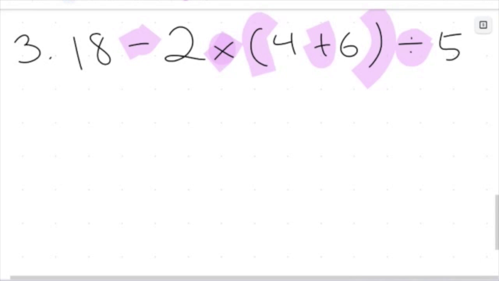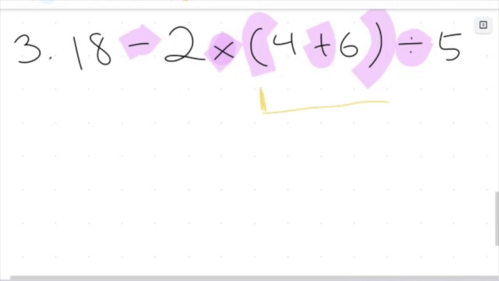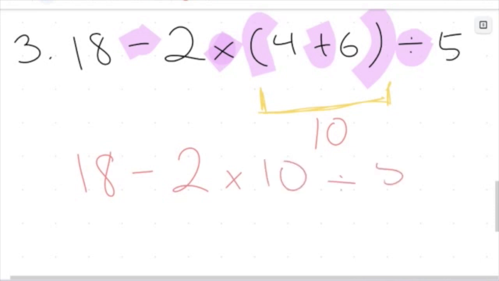So I said before in a previous video that brackets are kind of like a highlighter. They highlight something of importance. They tell us pretty much that my 4 plus 6, the answer to that, should be treated like its own number. So I'm going to always do my brackets first. Now, taking these brackets here, I get 4 plus 6 gives me 10. Now, I'm going to rewrite my working because I want to show every step: 18 minus 2 times 10 divided by 5.